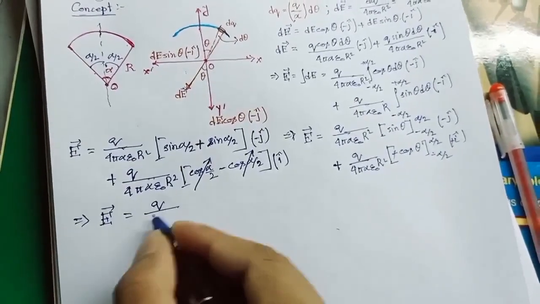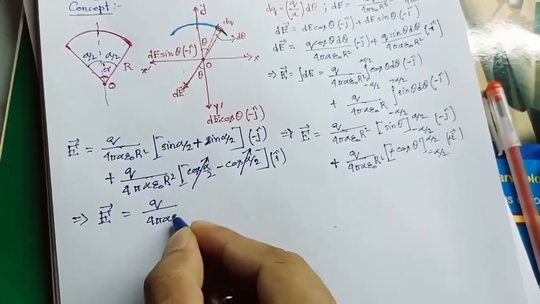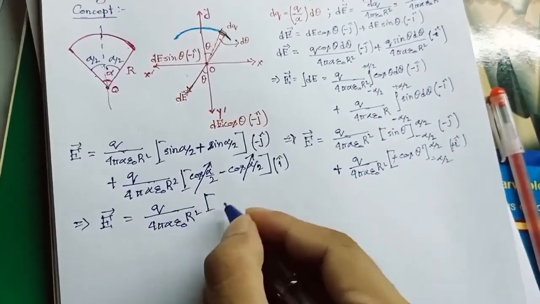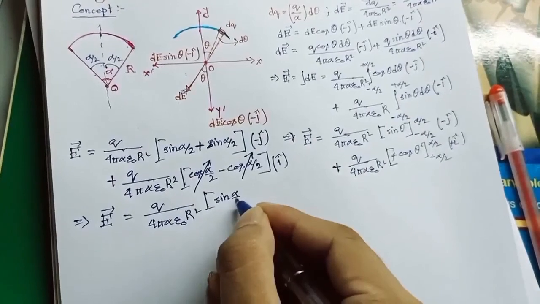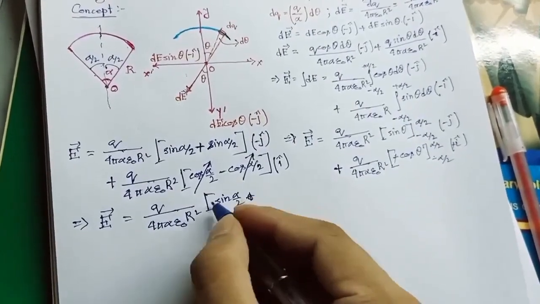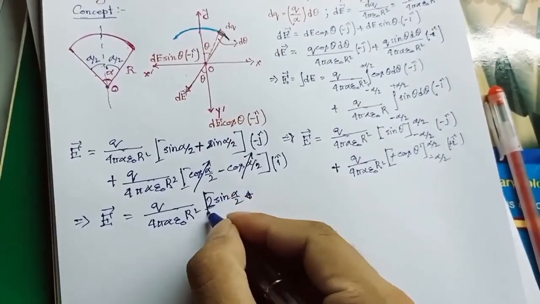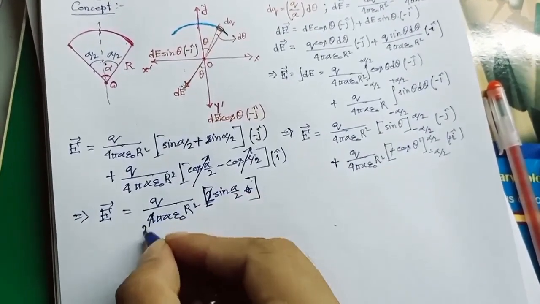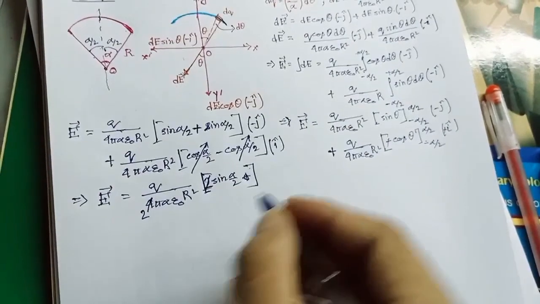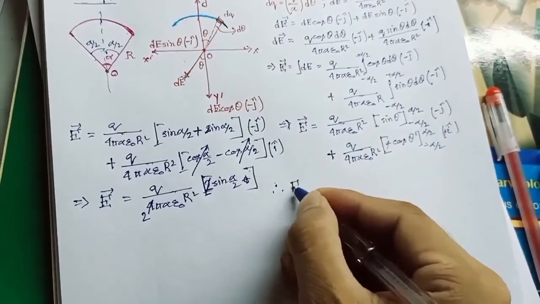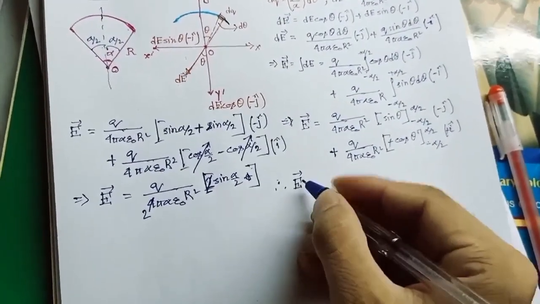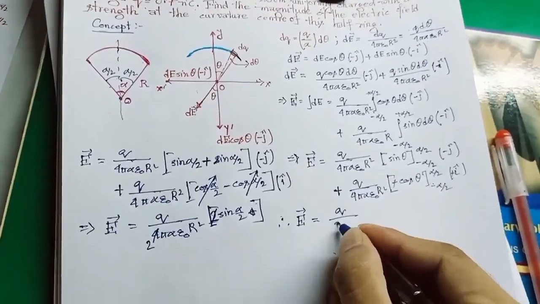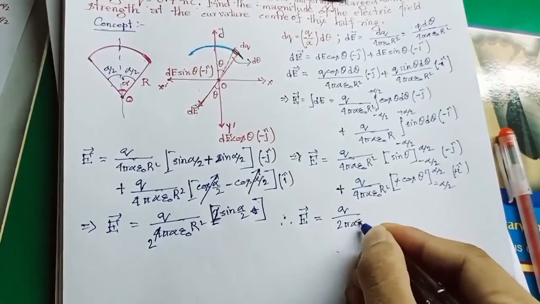So as a net result, we will find that the net electric field at the origin or center will be q divided by 4 pi epsilon naught r square into sine alpha divided by 2 plus sine alpha divided by 2, or in aggregate that will be 2 sine alpha divided by 2. Now this 2 and this 4 will get cancelled. So after cancellation we can write the net electric field at the center of the arc will be equal to q divided by 2 pi epsilon naught r square.